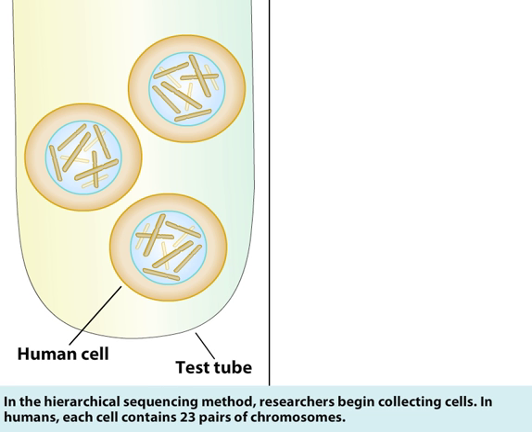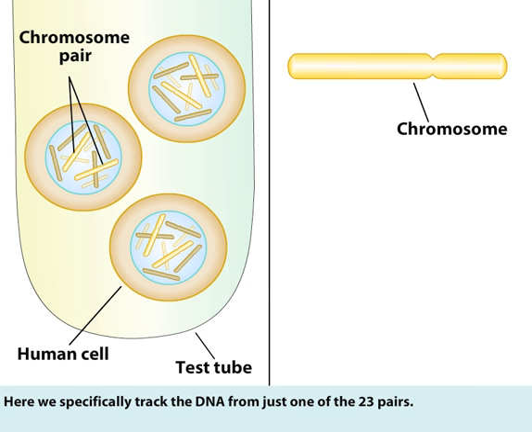In the hierarchical sequencing method, researchers began collecting cells. In humans, each cell contains 23 pairs of chromosomes. Here, we specifically track the DNA from just one of the 23 pairs.